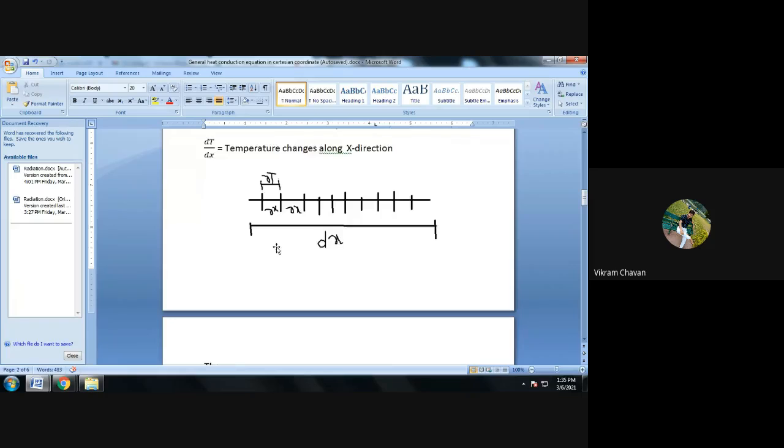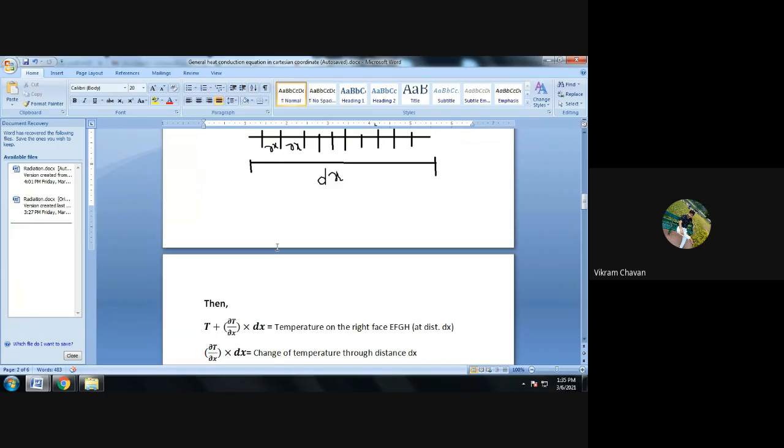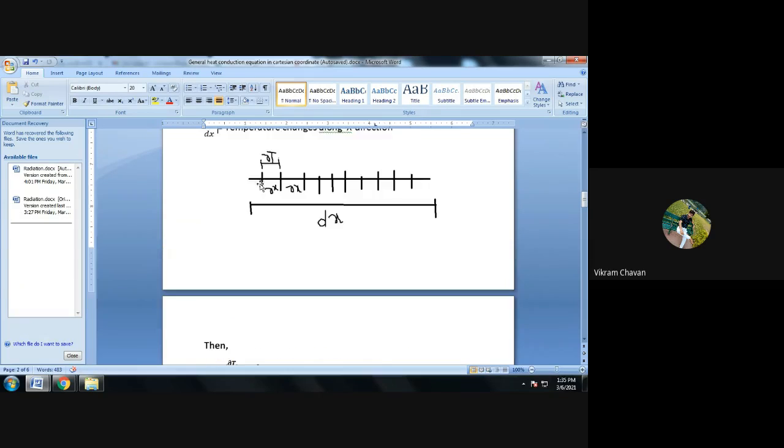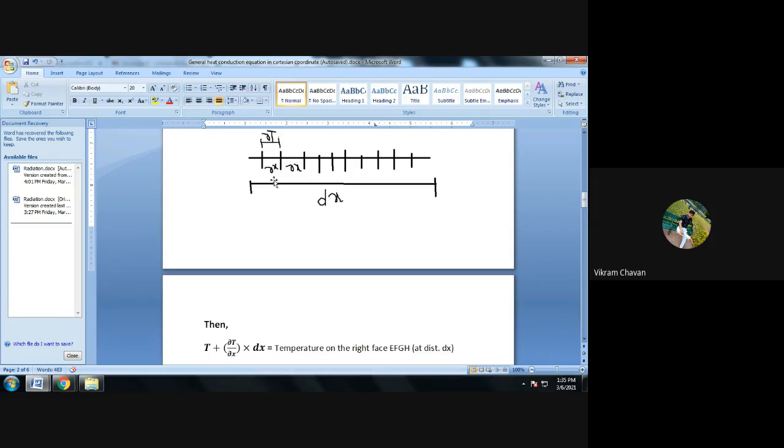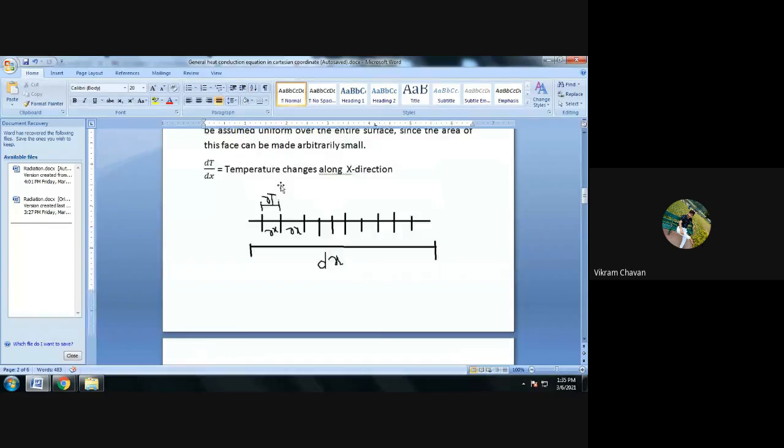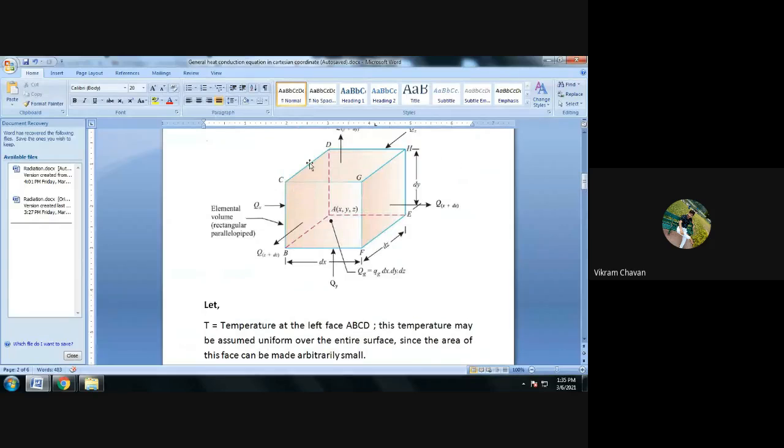Okay, now the total change in temperature from the right side to the left side. What we have discussed: delta T, delta x, you understood. dx is the total length, delta x is the small elemental length of dx, and delta T is the small elemental temperature change of the total length. Now we know that the ABCD phase is maintained at a T temperature. Then what will be the temperature at EFGH?